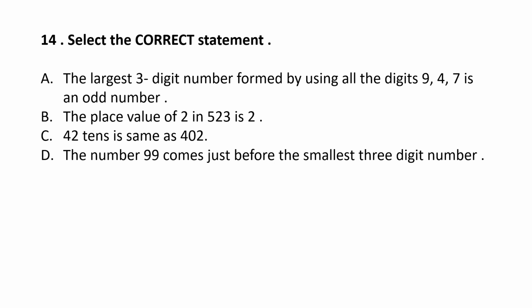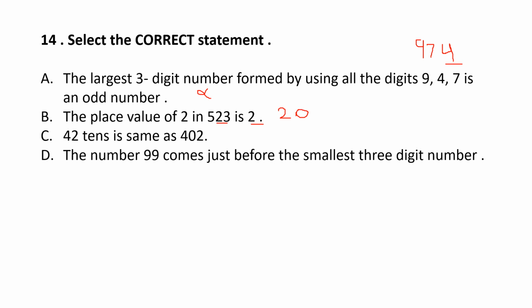Question number 14. Select the correct statement. Option A. The largest 3-digit number formed by using all the digits 9, 4, 7 is an odd number. What number we can make? The greatest 3-digit number is 974. Because 4 is an even number, so this number is also even. This option is incorrect. Option B, The place value of 2 in 523 is 2. The place value of 2 in 523 is 20, not the 2. So this option is also incorrect.